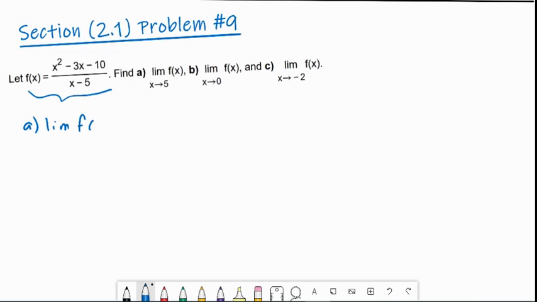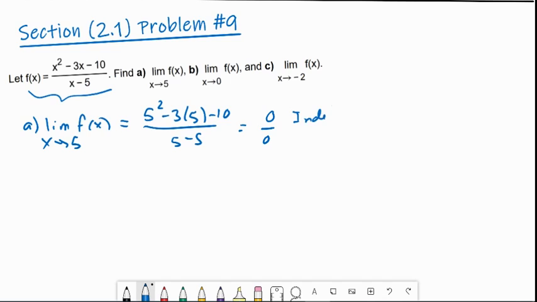The limit of f of x as x approaches 5. And if we plug it in, if we use direct substitution, that gives us 5 squared minus 3 times 5 minus 10 all over 5 minus 5. And this gives us 0 over 0, which we call indeterminate form.